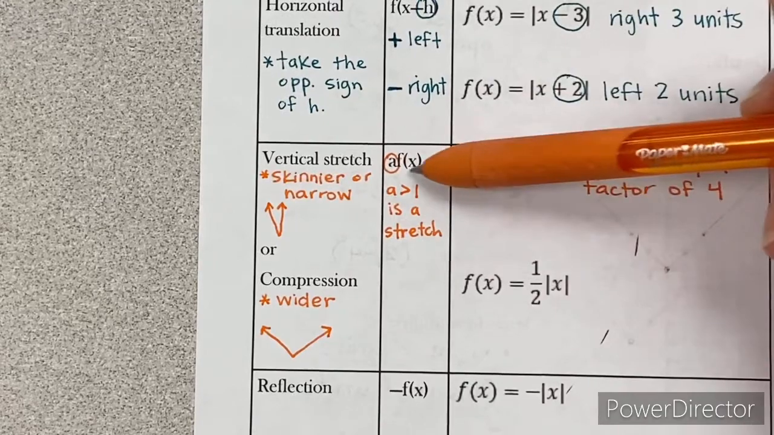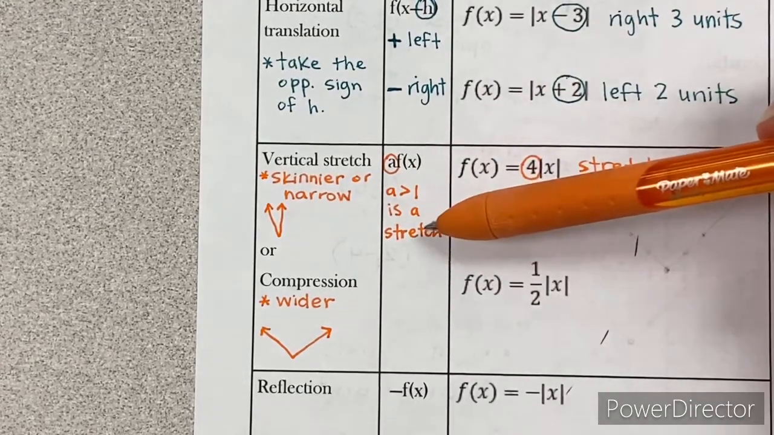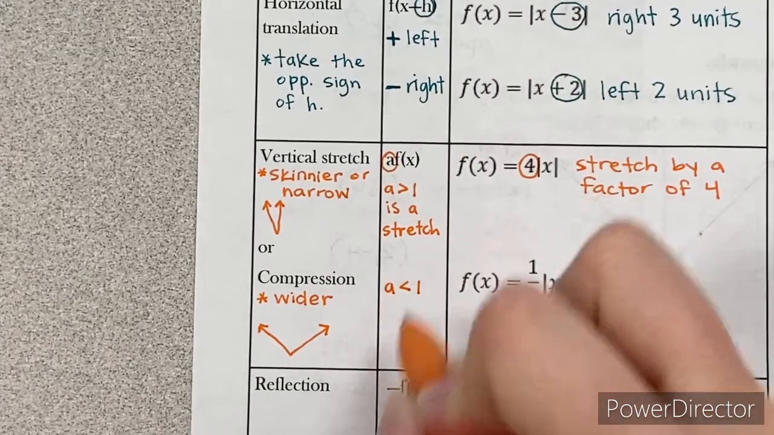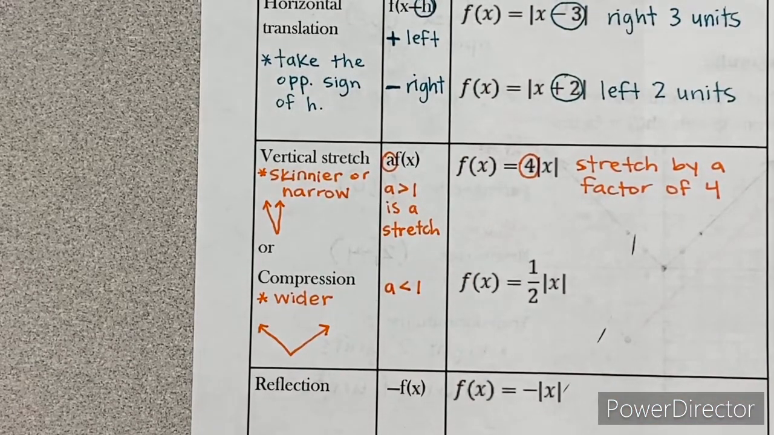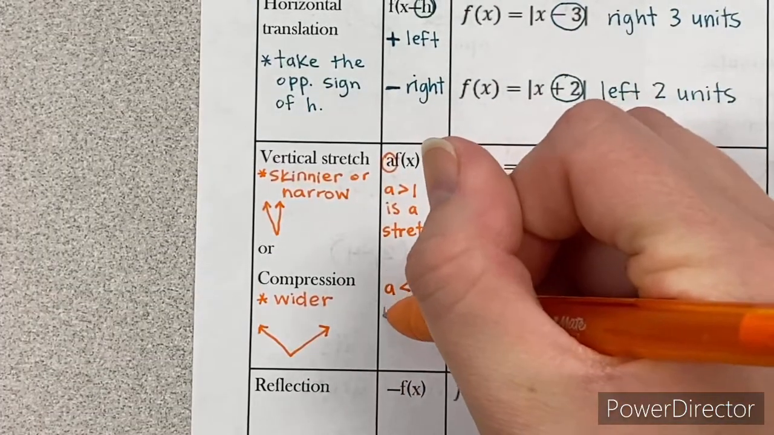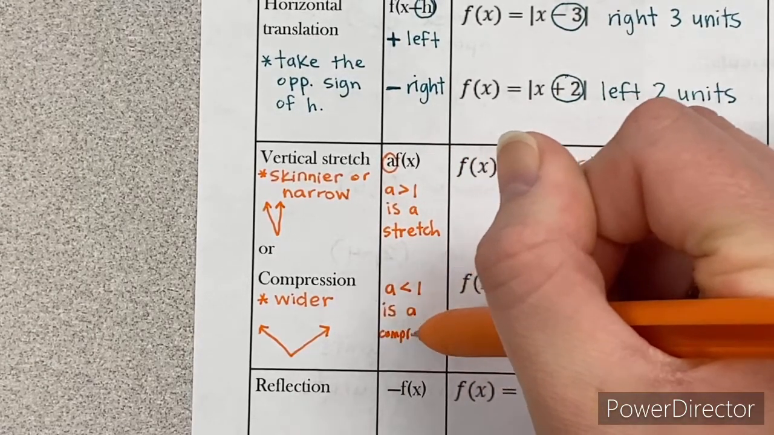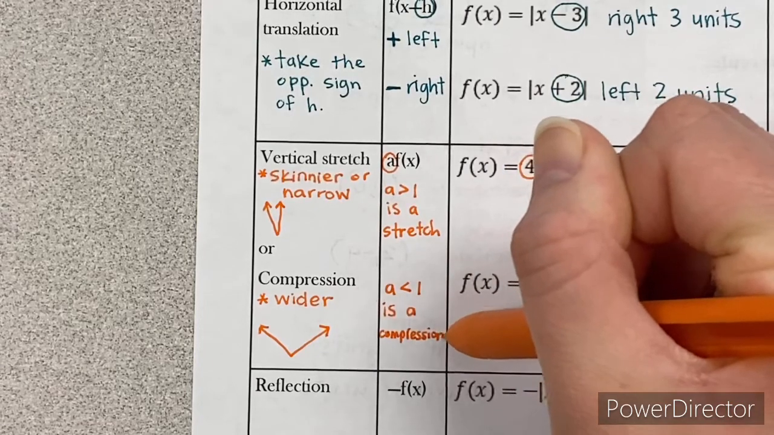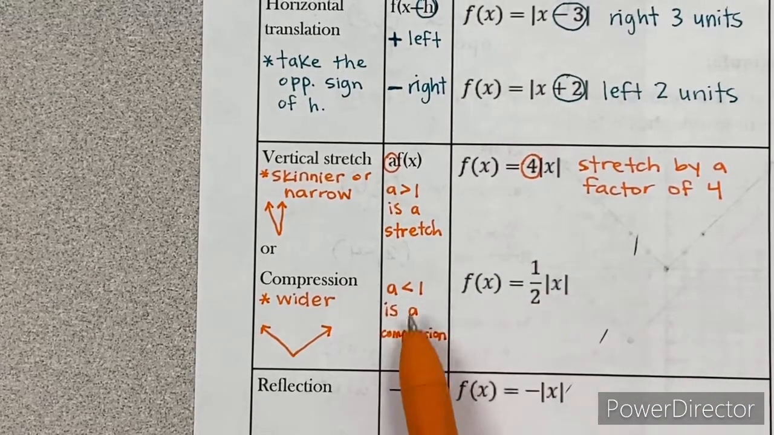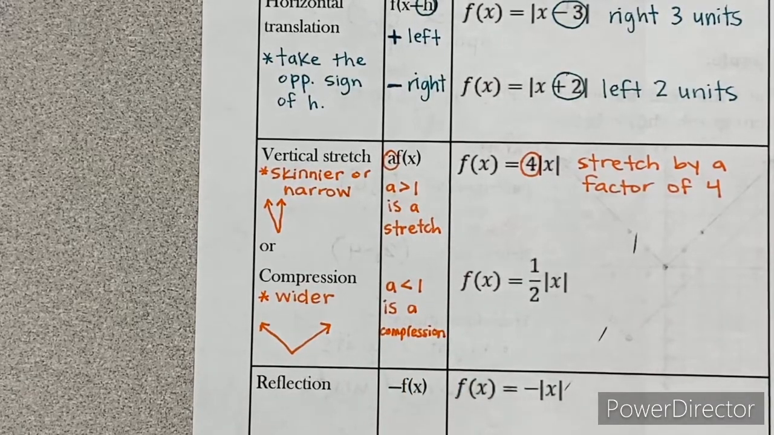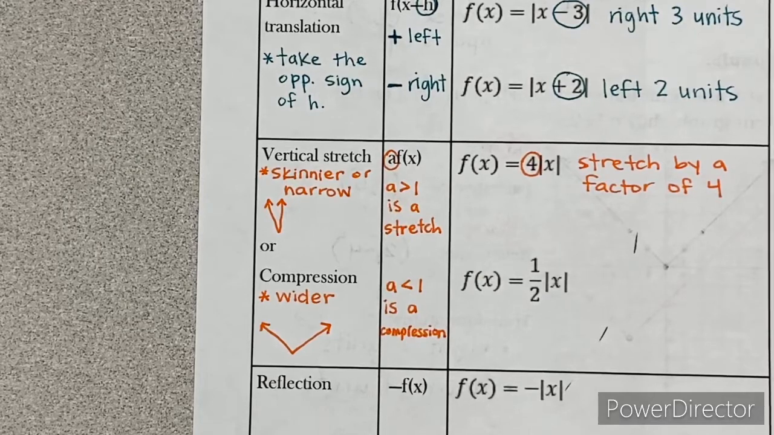Here's how we determine if it's a compression. Remember, the compression is going to be the exact opposite of a stretch. If A is less than 1, so that means a fraction or a decimal or just any number smaller than 1, that means it's going to be a compression. So if A is less than 1, then it is a compression.